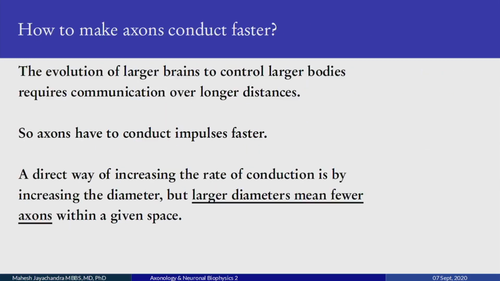So the question is, how do you make it conduct faster? Because once you have large brains compared to invertebrates, we need to control large bodies, and that requires communication over long distances. Even though it feels very fast for us, thought and such, the maximum speeds of axonal conduction are only about 100 to 120 meters per second in humans, and much slower in lower forms. So there is this problem in evolution: how do you make axons conduct faster?